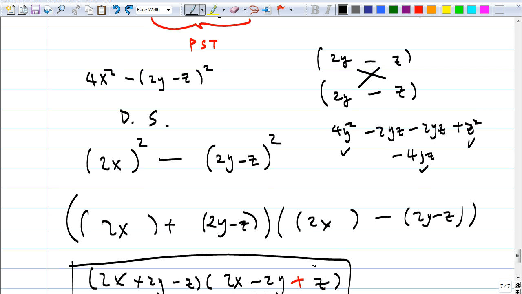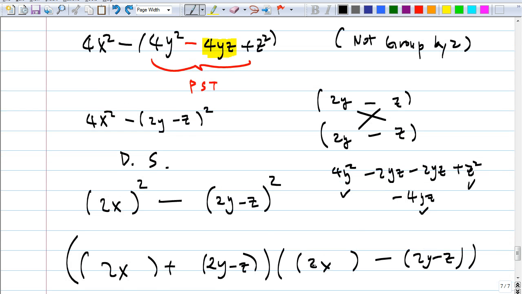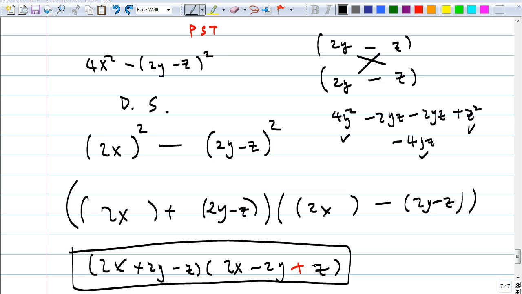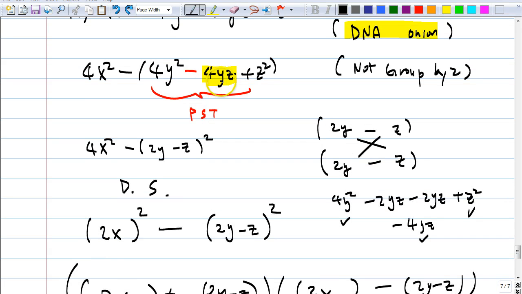So why is this called the DNA problem, by the way? Anybody see why I call this a DNA problem? Has anybody figured this out yet? No? No one has figured out why I call it a DNA problem. Remember, DNA tells you the biological mother and father. Look at this middle term. This 4yz tells you your mother, which is your y, and your father, which is your z. Does that make sense? I don't know. If you don't like that, that's okay. Are we good?